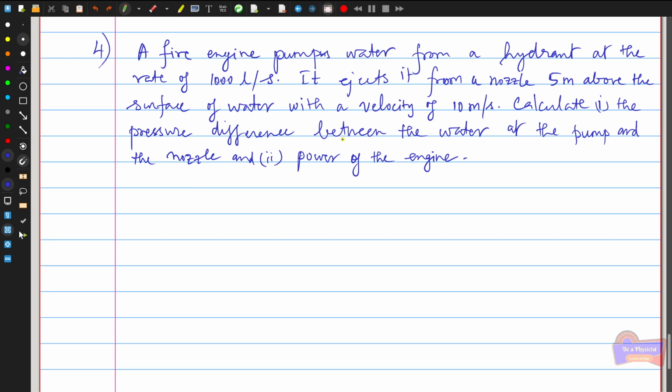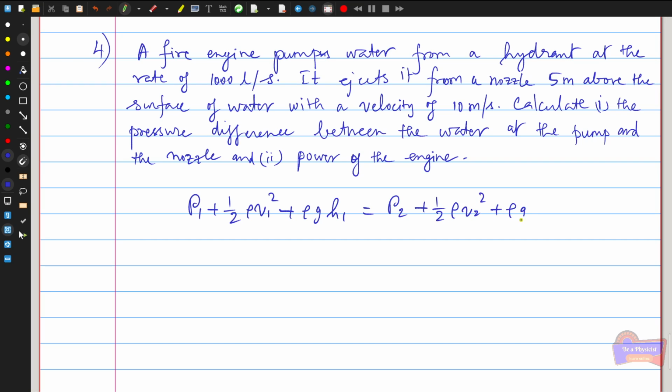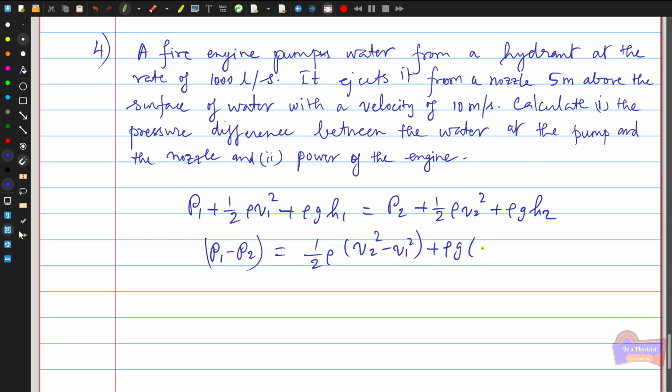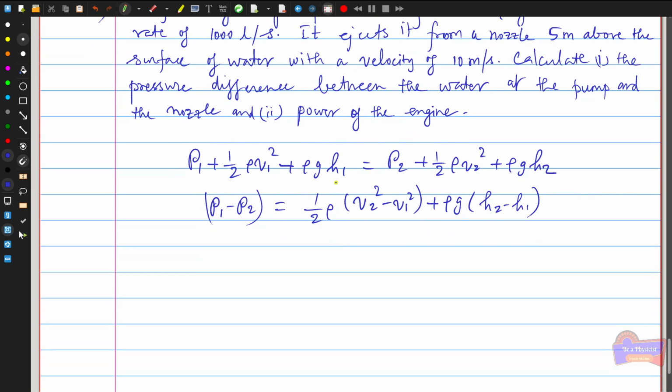We have two different points. For two different points, we have to write the total energy of the system. So for the point 1, at the point A, we can write P1 plus half rho V1 squared plus rho G H1. At the second point, we have P2 plus half rho V2 squared plus rho G H2. Since we have to find out the pressure difference between the pump and the nozzle, we can take the difference of these equations, which will give you P1 minus P2, equal to half rho times V2 squared minus V1 squared plus rho G times H2 minus H1.